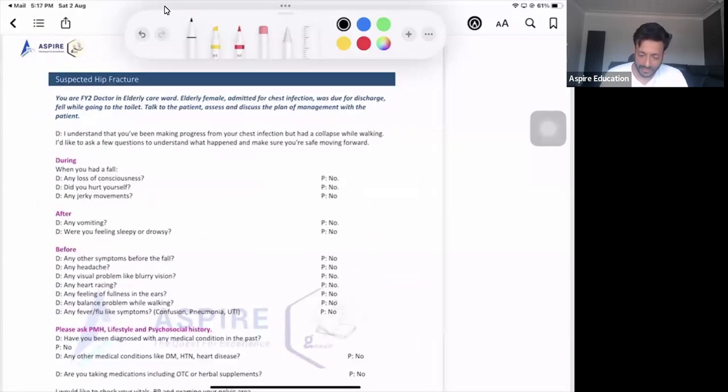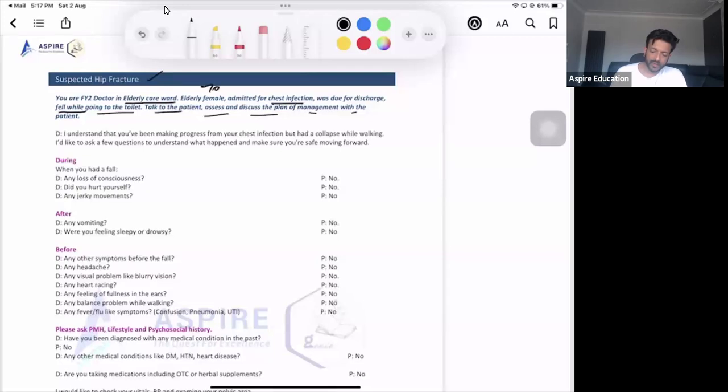All right, then another one is a suspected hip fracture. So you are FY2 in elderly care ward. The patient is an elderly female, 70-year-old, admitted for chest infection, right? Was due for discharge and fell while going to the toilet. Talk to the patient, assess and discuss the plan of management with this patient.